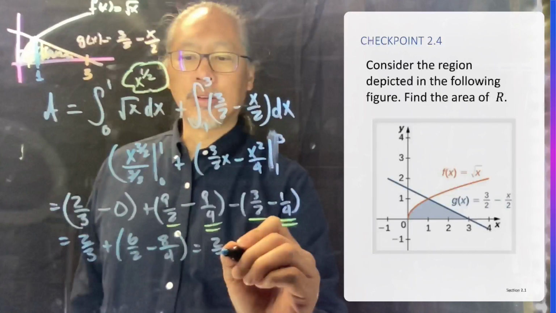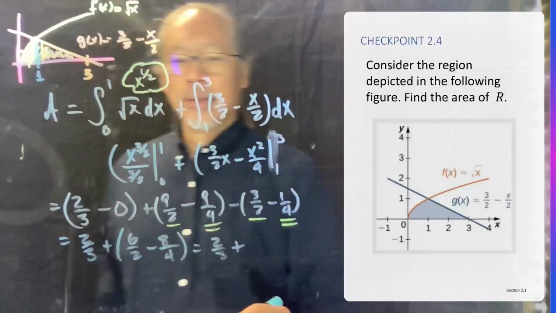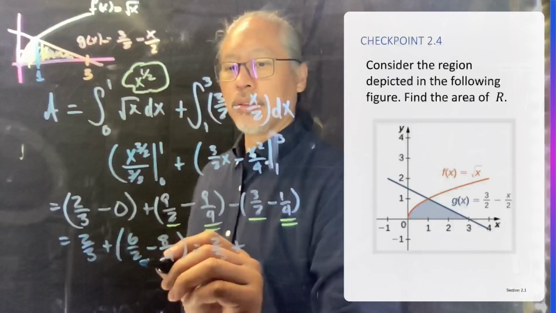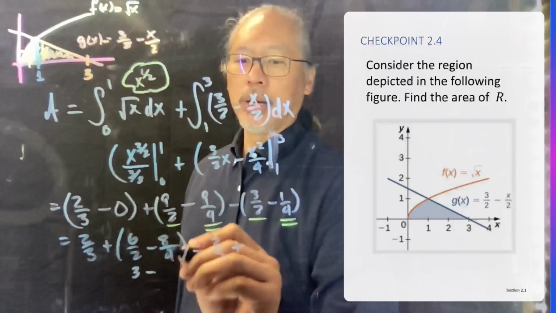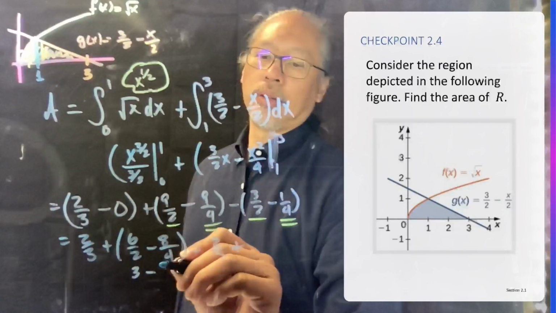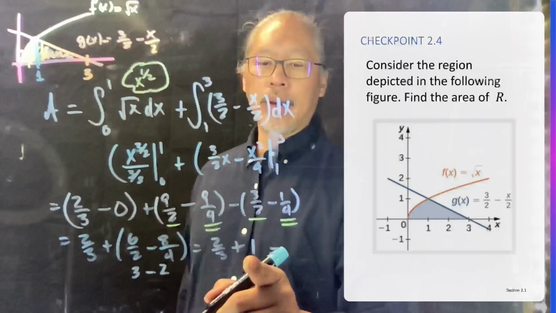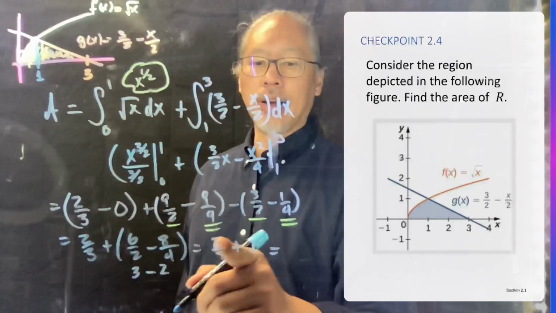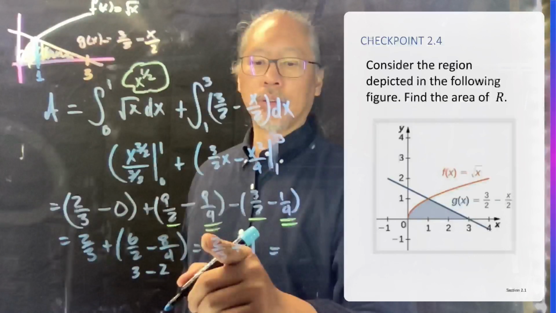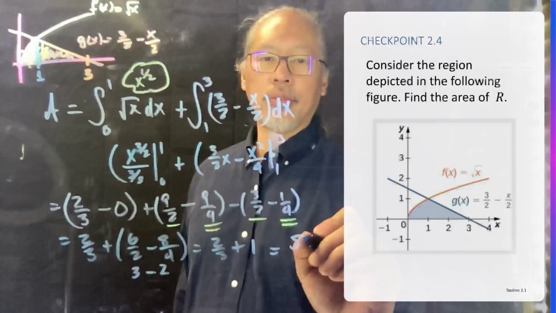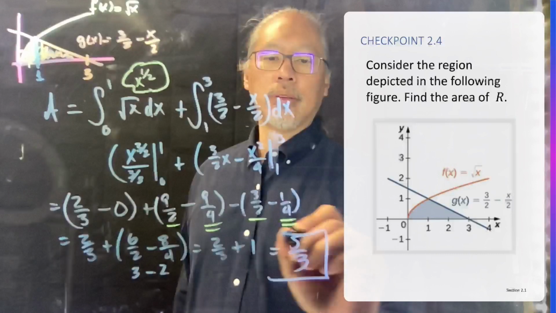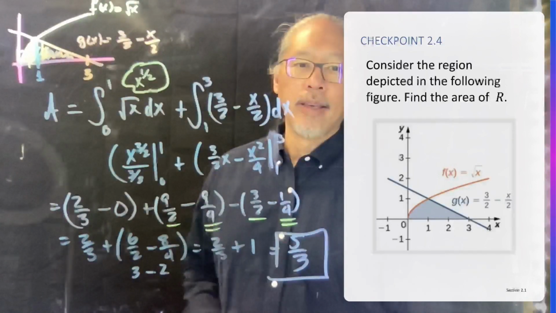So this is 2/3 plus. This is going to be 3 minus 2, which is 1. And adding a 3, that's going to be 5. 3 plus 2 is 5 over 3, 5/3.